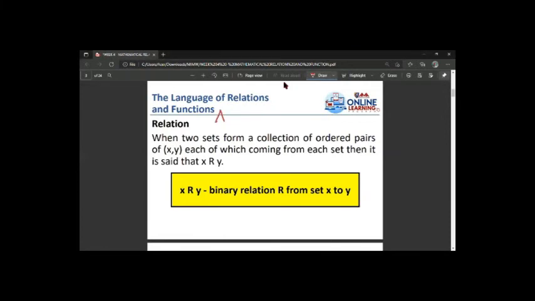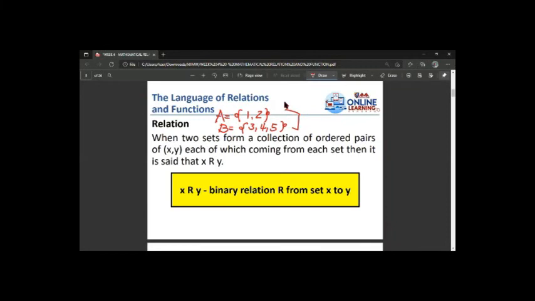So for example, set A, yung laman ng set A is 1, 2. Then yung set B natin is 3, 4, 5. So makakagawa ka daw ng relation when you create a collection of ordered pairs from two sets. So meaning, gagawa ka ng ordered pairs based on the elements. Okay?